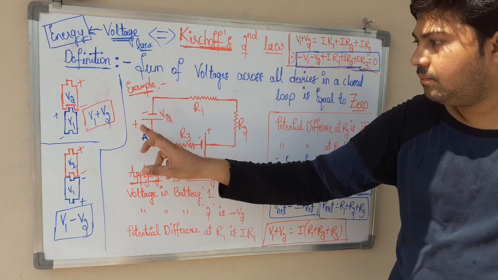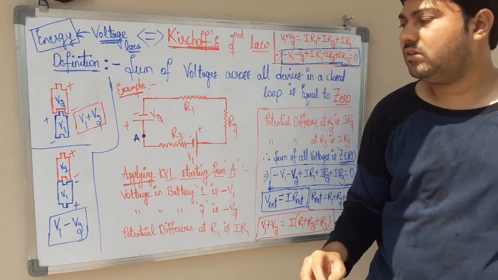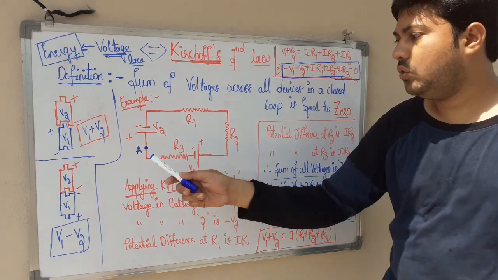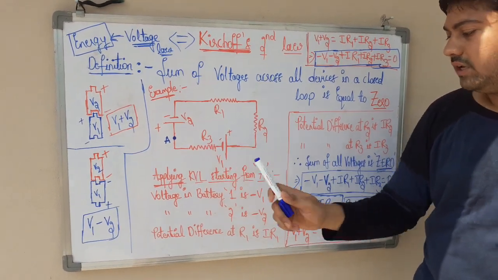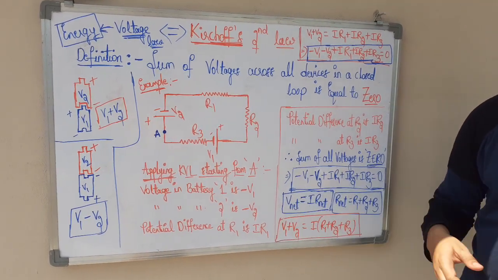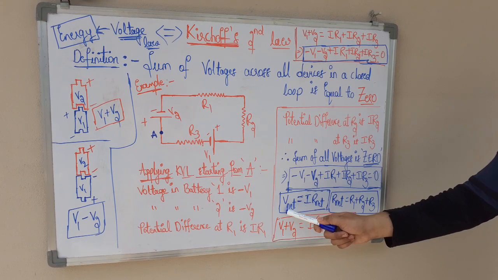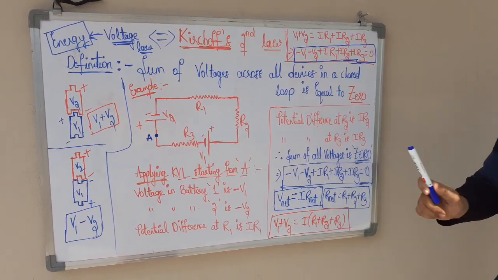So here the plus of one battery is connected to the minus of another battery. That is why the total voltage is V1 plus V2. We know the formula V is equal to IR. V net is equal to I into R net.